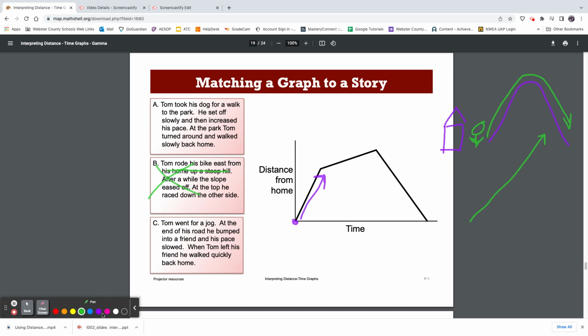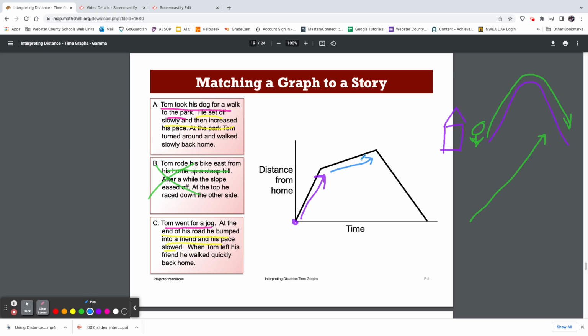So then we're left with these two stories here where Tom took his dog for a walk to the park. So you're assuming he started at home. Tom went for a jog. He's probably at home when he set off. The second sentence, when I compare it, right now I can't eliminate either one because it looks like they were both at home. Then it says he set off slowly and then increased his pace. This says at the end of the road, he bumped into his friend and his pace slowed. So you've got to figure out of these two pieces, which one was he going fast and which one was he going slow.